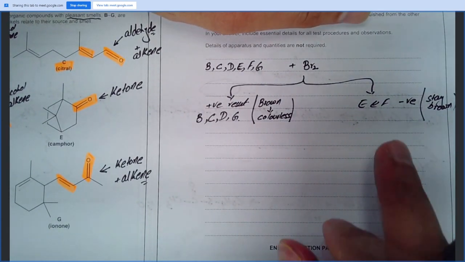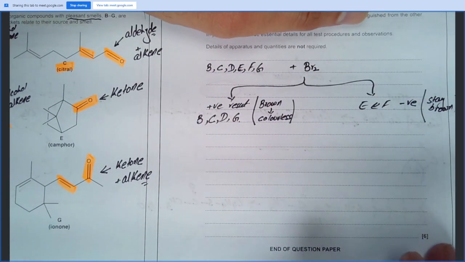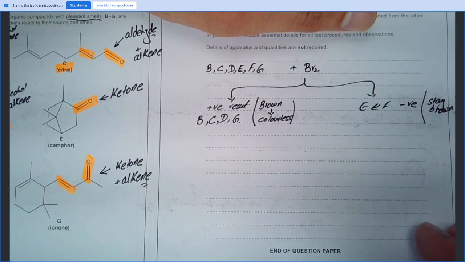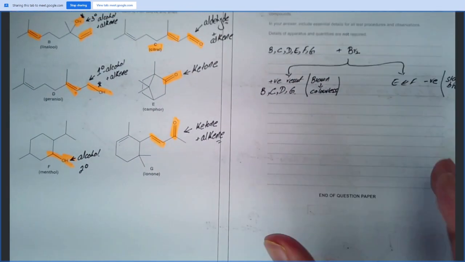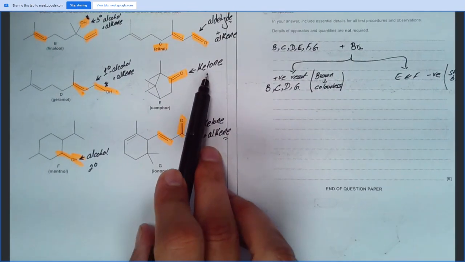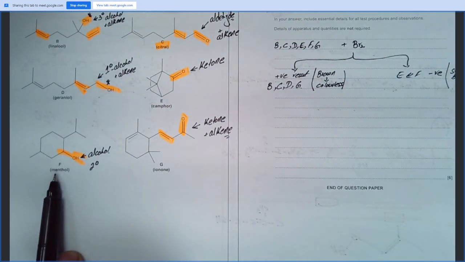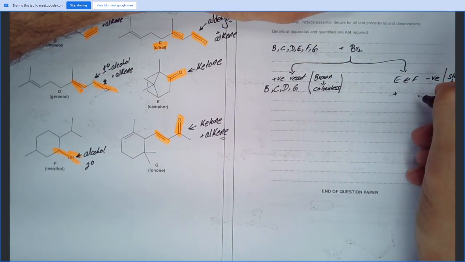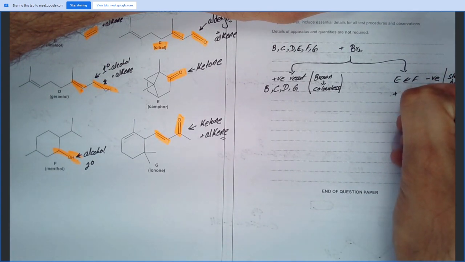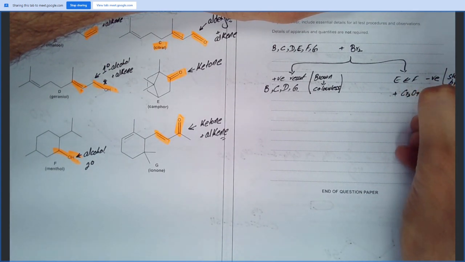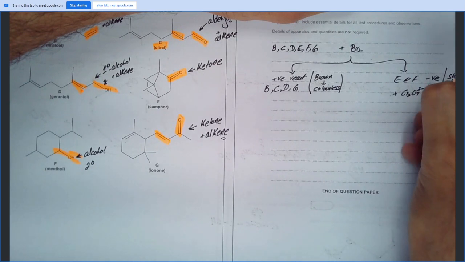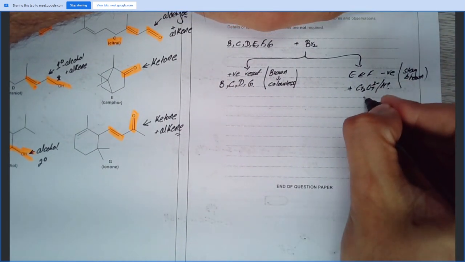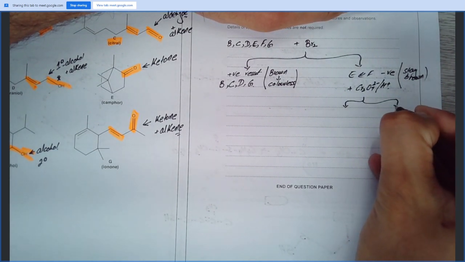Okay. Now I've separated them into two categories. There are two test tubes with E and F. If I look at the right side only first, E has a ketone group, F has an alcohol group. I can then say I'm going to add acidified Cr2O7 2-. Which one will give me a positive result and which one will give me a negative result?